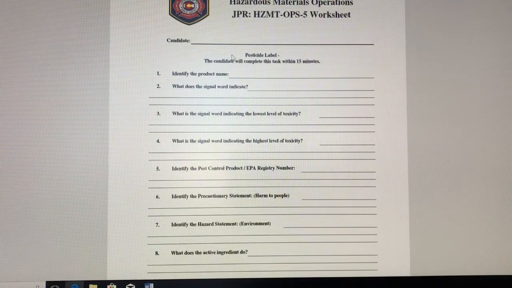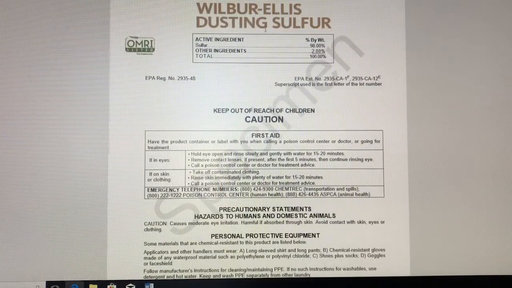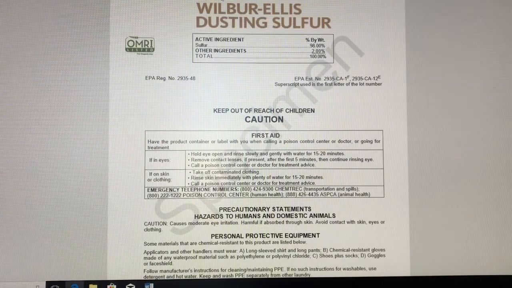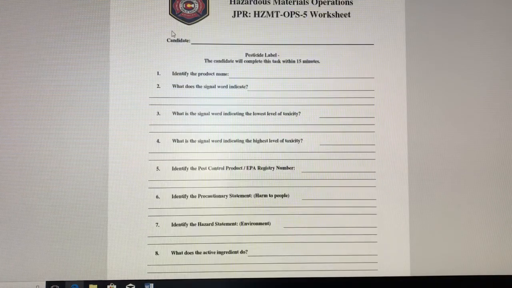So beginning with this label, I've chosen Wilbur Ellis's dusting sulfur. This is a pesticide. You don't need to know much more about it because it's all listed on here. Between a pesticide label and the SDS, you'll have all the applicable information for us as hazmat responders. So the first piece of information they want is identify the product name. Very simple. Wilbur Ellis dusting sulfur. Doesn't need to be any more or any less, just the basic trade name offered by the label.